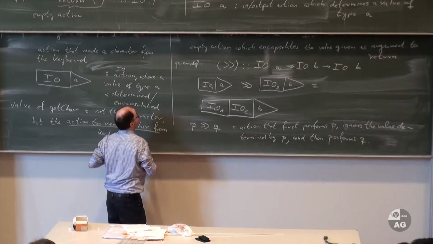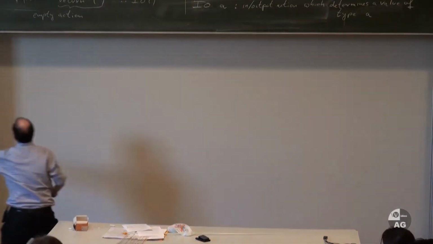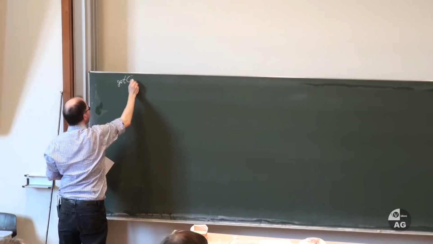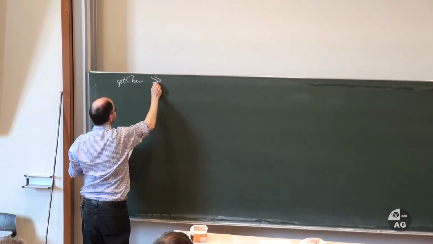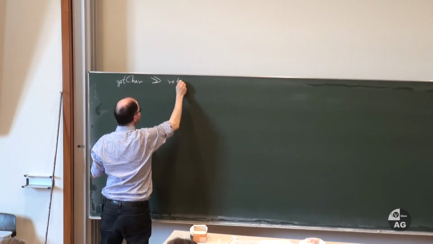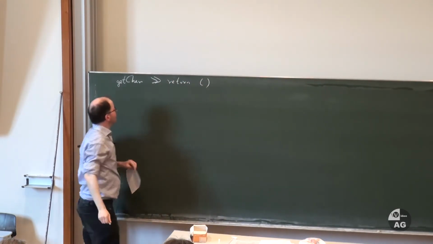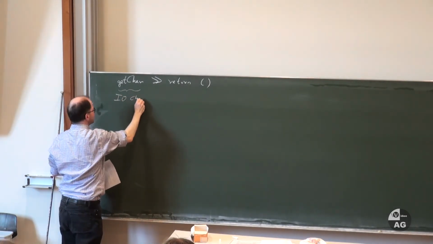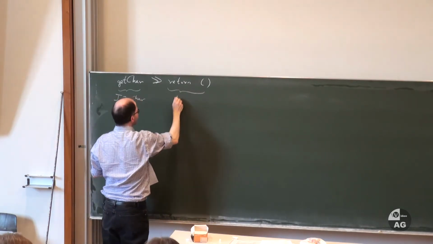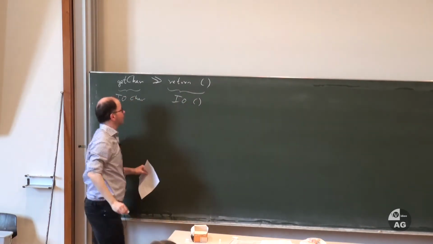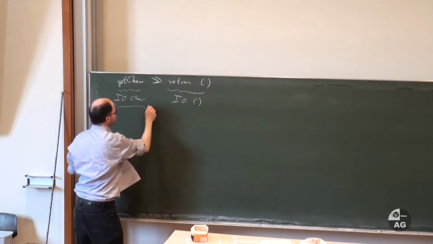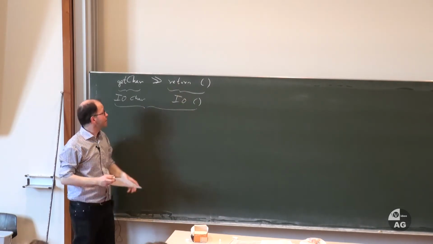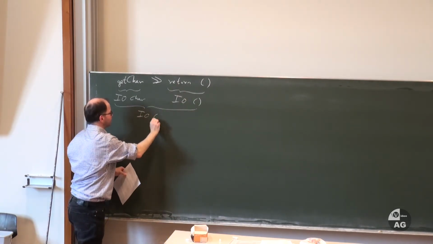So to give an example, I have to wipe the board. Okay, so let's look at an example. Let's take get character, then return empty tuple. Is this okay? Well, this thing is of type I/O character. This thing is of the type I/O empty tuple. And so the whole thing is of the type that is taken by the second action. So the type is I/O empty tuple.